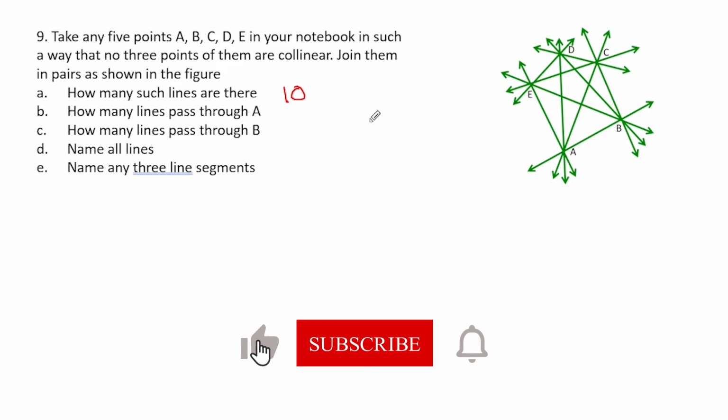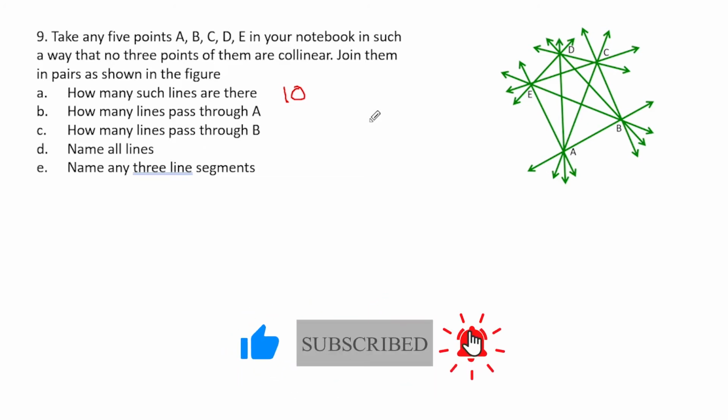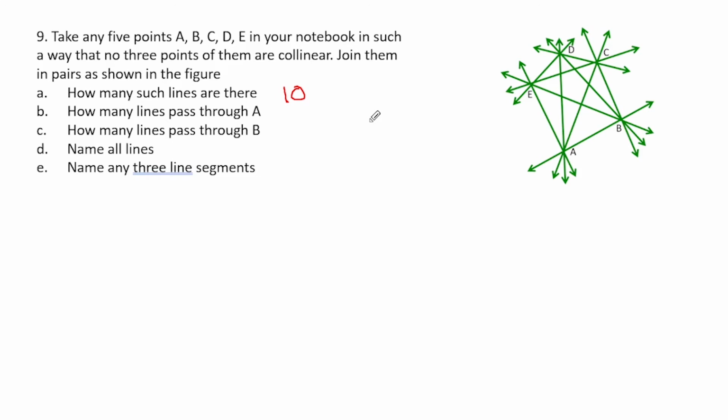So let's move on to the B bit. So how many lines pass through A? So we have one line over here, which is line AE. It passes through point A. Then line AB, it also passes through point A. Line AC passes through point A, and line AD, which also passes through point A. So we have total of 4 lines which pass through point A. So the answer to this question will be 4.